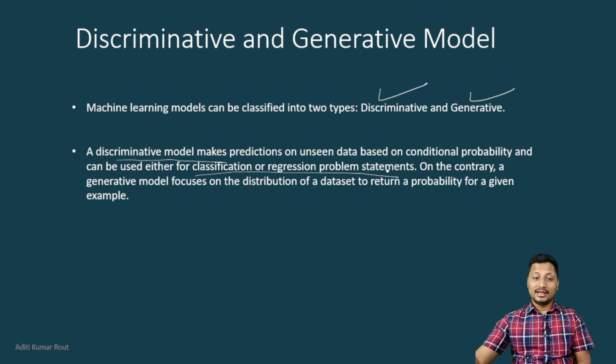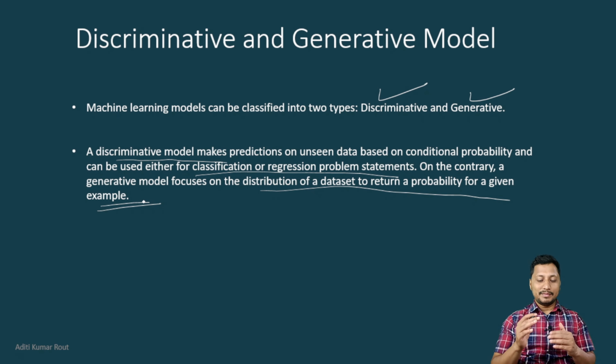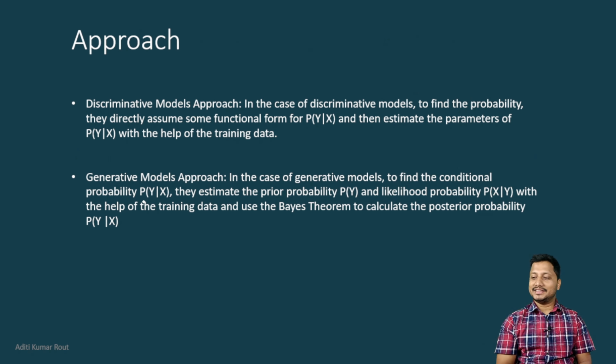On the other hand, a generative model focuses on the distribution of the data set and returns a probability of the given example. So, it is based on similarity. It presents the unseen data as a distribution, using some likelihood technique to see how similar whatever we are generating is to the previous event or previous data. Let's elaborate more in the next slides.